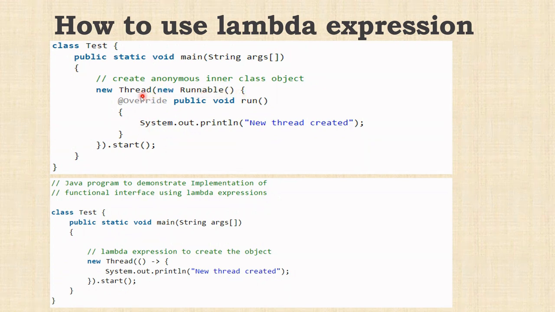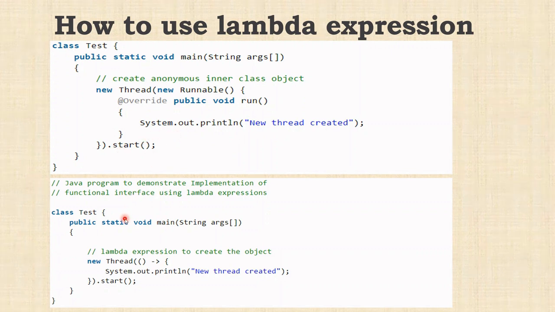So what we are going to do here, we will create it with the help of an anonymous class. We are creating one new thread, and inside we are passing the instance of new Runnable. Inside new Runnable, the run method is there. We override the run method and write our logic, which is new thread created, and thread dot start. So it will be like this in an anonymous inner class.